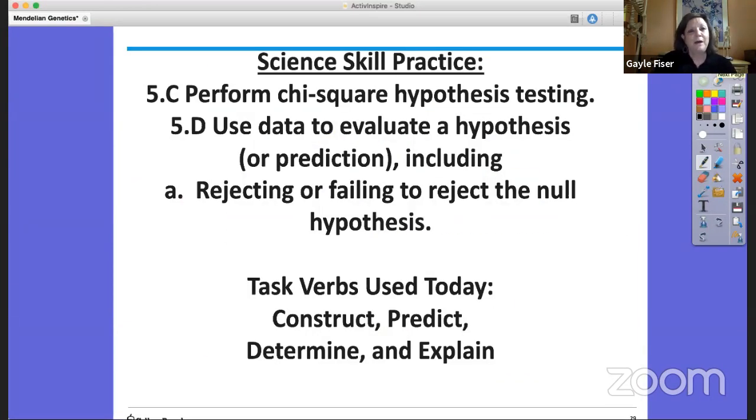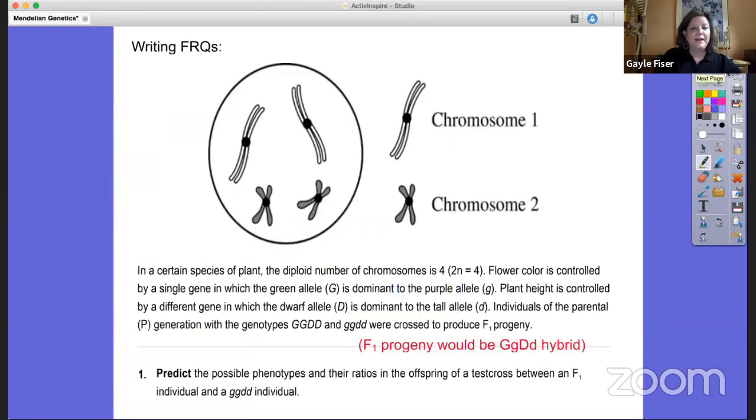Among others, some of the science skills that we're going over today: perform chi-square hypothesis testing, use data to evaluate a hypothesis or prediction, including rejecting or failing to reject the null hypothesis. Some task verbs we're going to use today: construct, predict, determine, and explain. I know you've seen this question, but not in this particular context. This question has like 4 different parts to it. And so between Ms. Kate and I, we're getting our bang out of this buck.